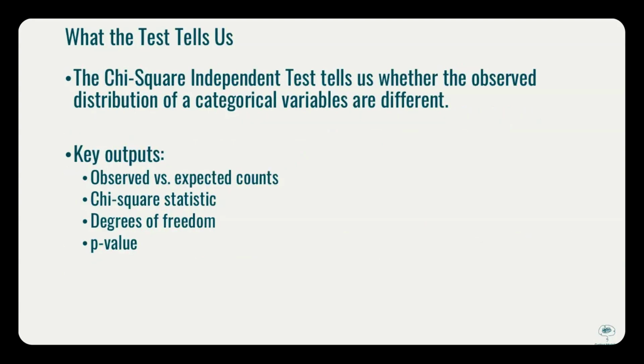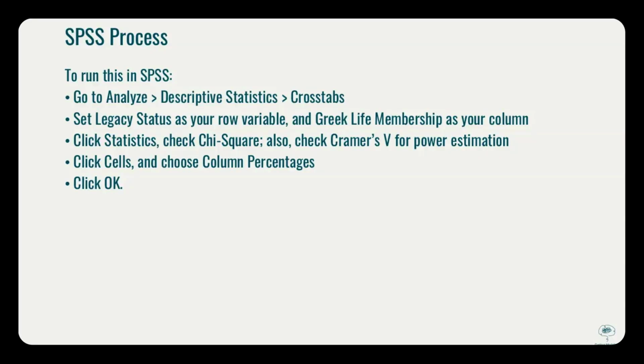Chi-square tells us whether the two variables are statistically associated. Key outputs are the observed and expected counts, the chi-square statistic, degrees of freedom, and the p-value. The test compares the observed counts in each group, in other words, how many students on academic probation joined Greek life, to the expected counts if there were no relationship at all, and it calculates a chi-square statistic and a p-value from that chi-square statistic. If that p-value is under 0.05, we reject the null hypothesis and conclude that academic probation status and Greek life membership are significantly associated, thus linked.